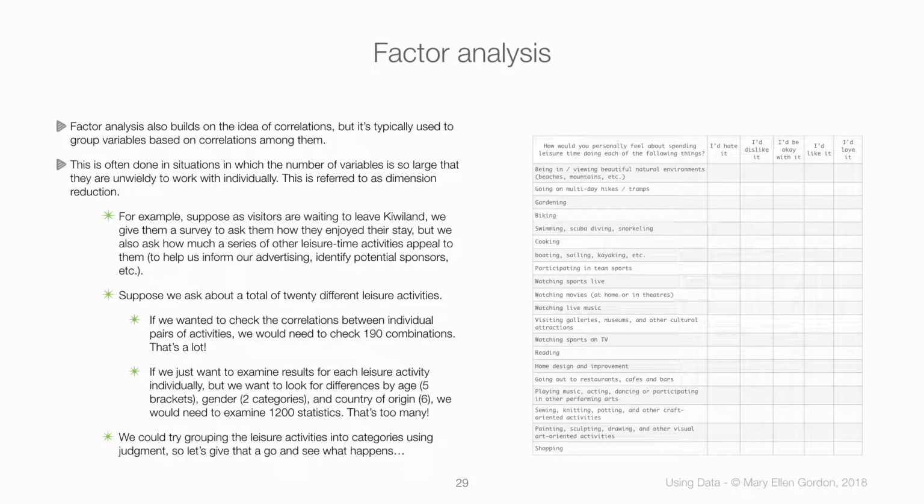Factor analysis is a bit like regression analysis in the sense that it builds on the idea of correlations, but it's typically used to group variables based on the correlations among them. That's often done in situations where the number of variables is just so large that they're unwieldy to work with individually. And in that situation, it's called dimension reduction.